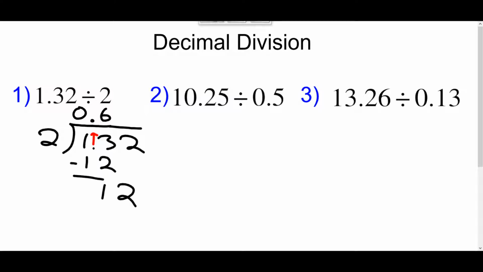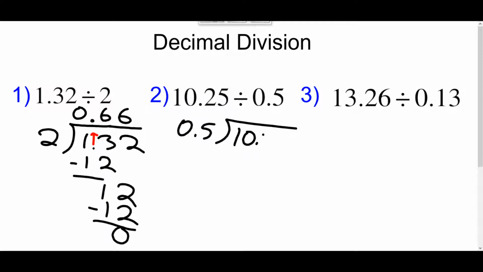And then 2 goes into 12 6 times again. So I'm left with 66 hundredths, or 0.66. Now, this gets a little bit more complicated when we have a decimal outside, in the outside number. We don't want it out there, so we're going to slide it over. If we have to slide it over one place in here, we're going to slide it over one place in here. So now our decimal is here.